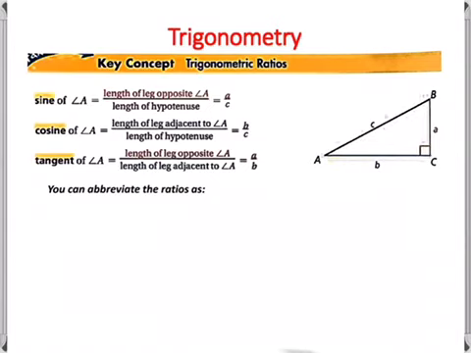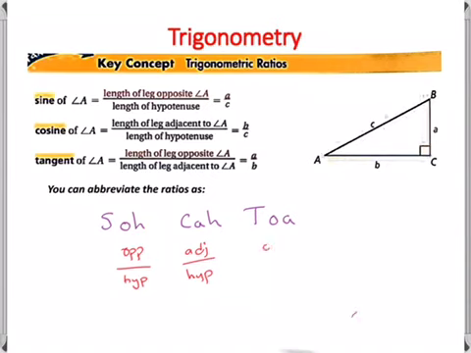An easy way to remember these ratios is SOHCAHTOA. In this case, the O and the H stand for opposite over hypotenuse, and the S stands for sine. The A is adjacent over hypotenuse, and the C is cosine, and then T for tangent, and you have opposite over adjacent.